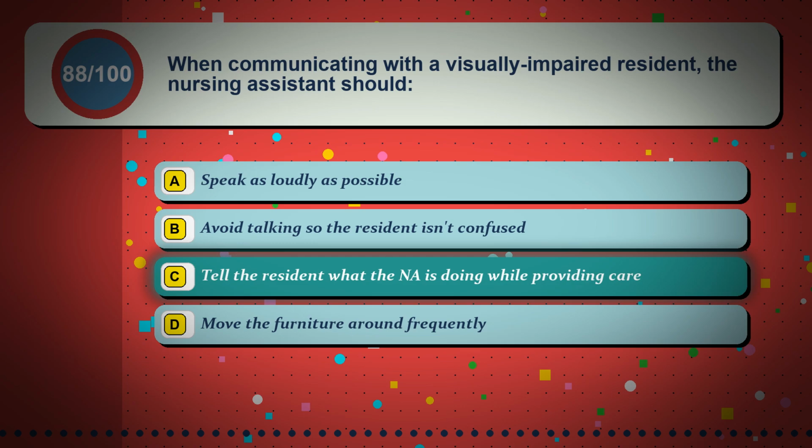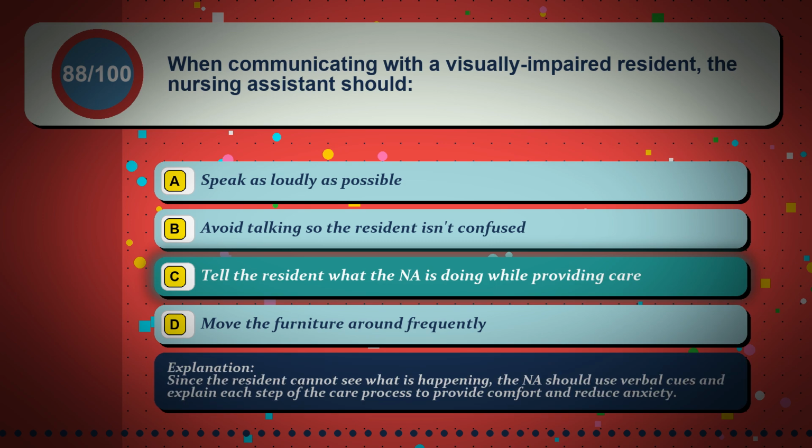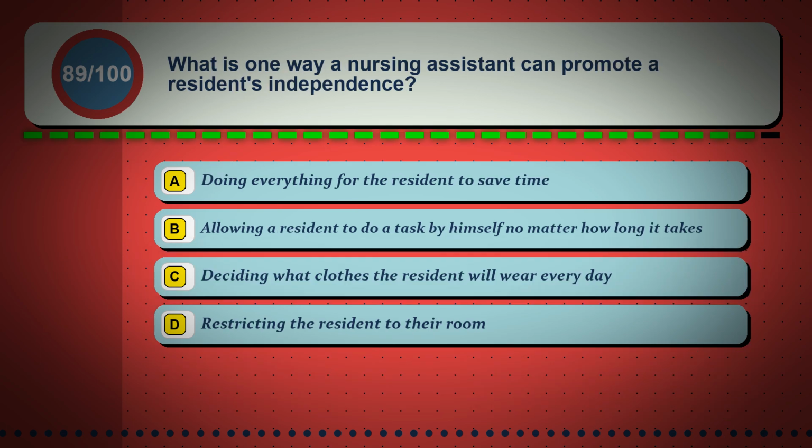The correct answer is option C. Tell the resident what the NA is doing while providing care. Since the resident cannot see what is happening, the NA should use verbal cues and explain each step of the care process to provide comfort and reduce anxiety. Question 89. What is one way a nursing assistant can promote a resident's independence?